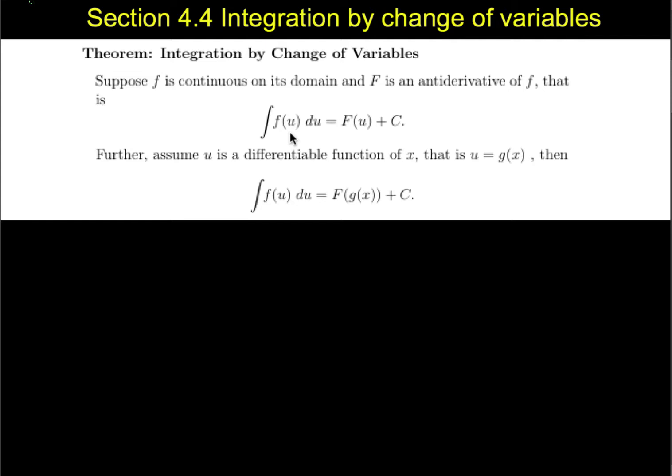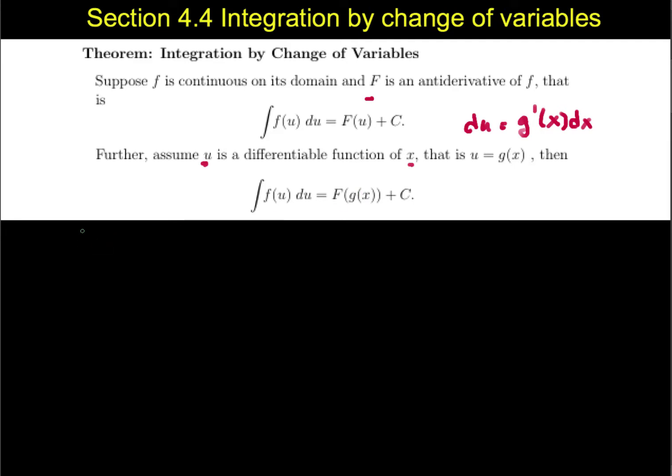We know that if big F is an antiderivative of f, then the indefinite integral of f(u) du is just F(u) plus a constant. Well, what if u is itself a function of x? Then du would be g prime of x dx, and u is still g of x.